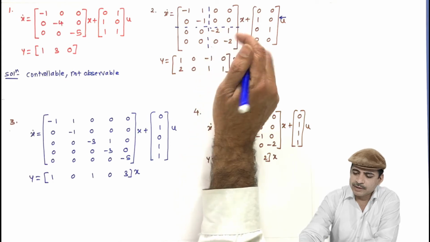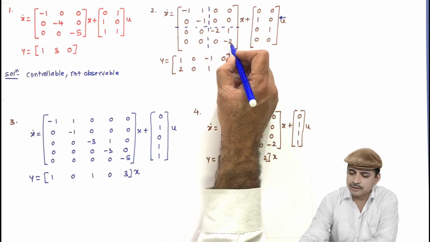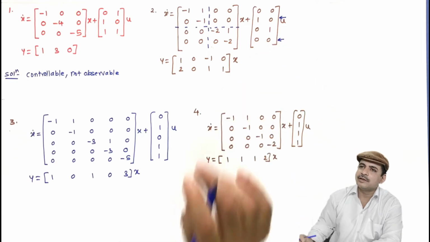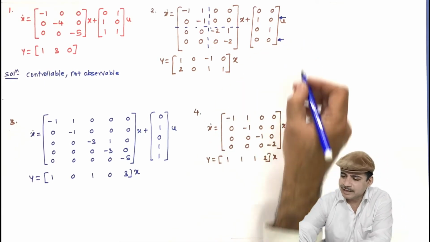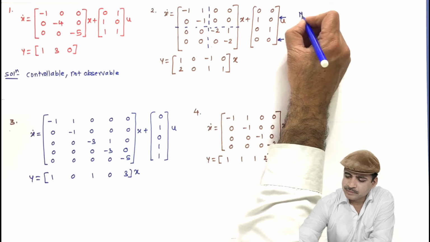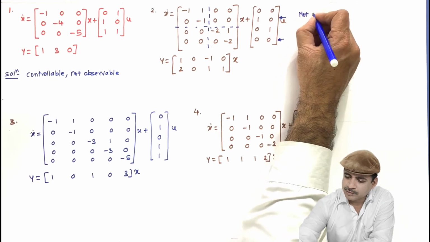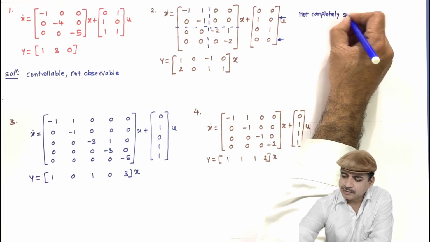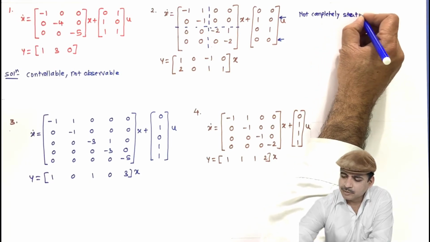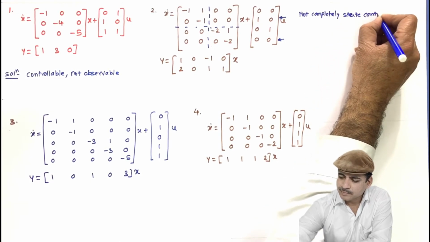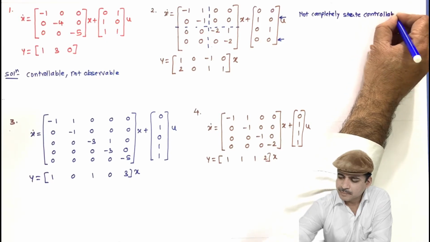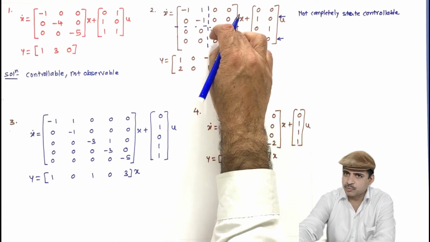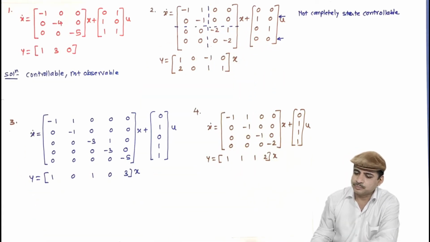And now for the second Jordan block, the last row corresponding to the Jordan block is this one, so it is having all 0 elements, and that means the system is not completely state controllable. And which state is non-controllable? The states corresponding to lambda equal to minus 2.